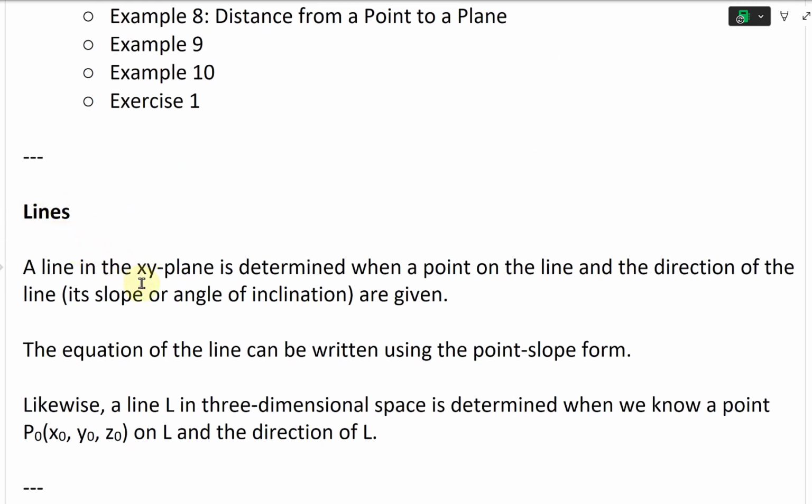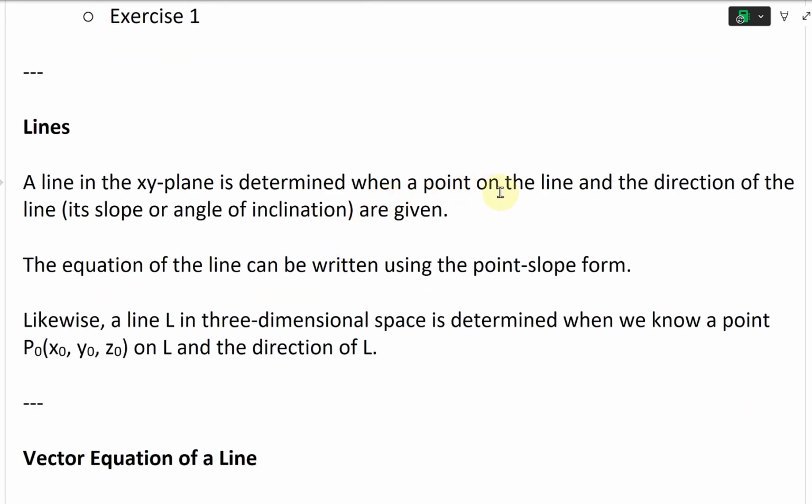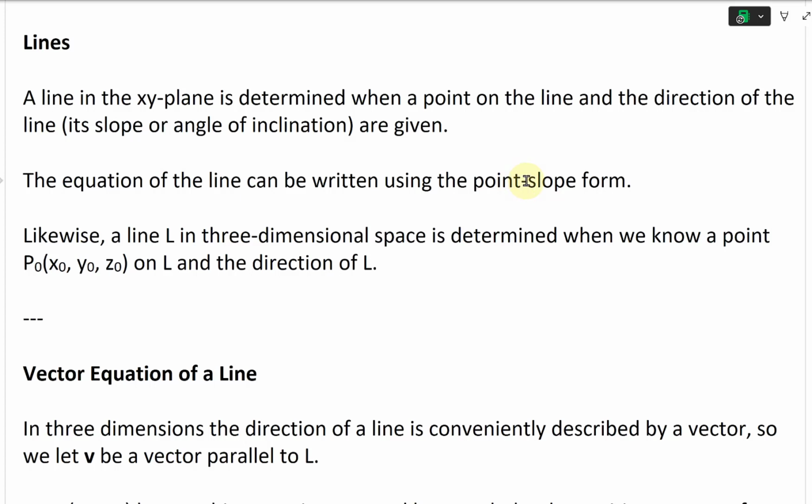Alright, so now let's jump right in and look at lines. A line in the XY plane is determined when a point on the line and the direction of the line, its slope or angle of inclination, are given. So all you need is a point and then the angle. Then you have a line. The equation of a line can be written using the point-slope form, as we're used to.